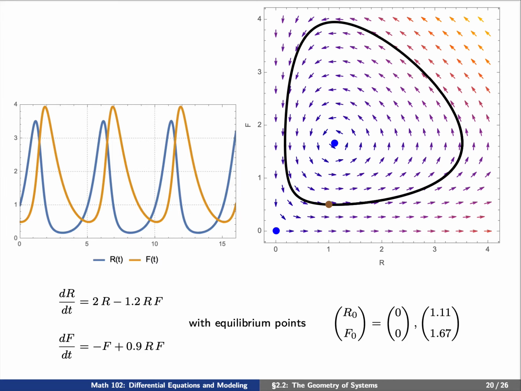On the right-hand part of your screen, you can see that we've plotted out the slope field. The brown dot would be an initial point, and the black curve would now be the solution. Let's be a little bit careful here because we're plotting r on one axis, the number of rabbits, and f on the other axis, the number of foxes. You can see that this really does represent the periodic behavior that we found before.